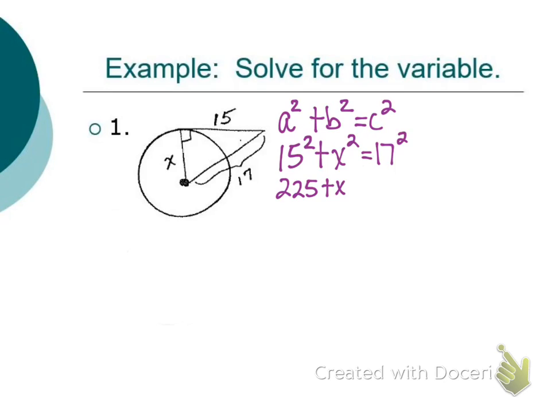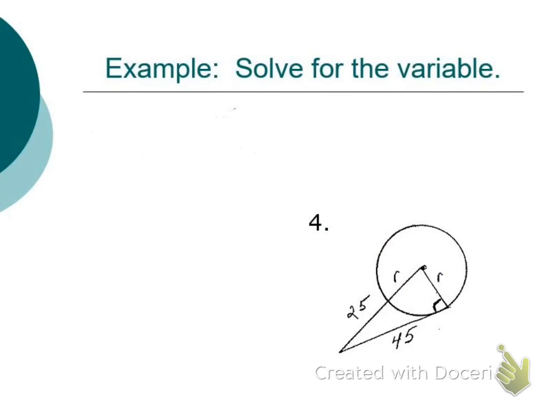225 plus x squared equals 289. Now is when we would subtract. So x squared equals 64. Again, to get x all alone, we have to square root, and we get x equals 8. So we have a radius that has a length of 8. That's all there is to it. Solve for the variable.